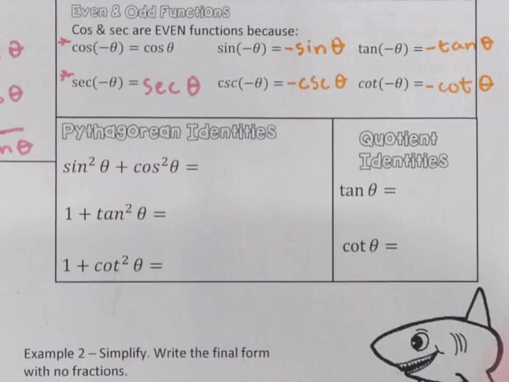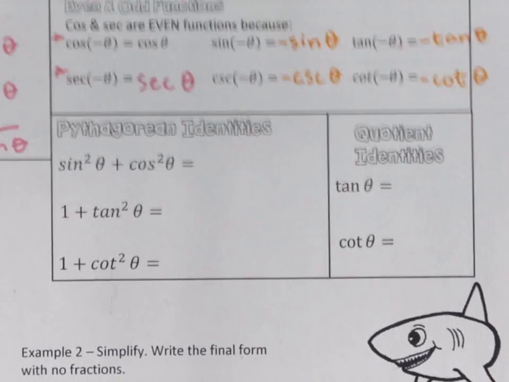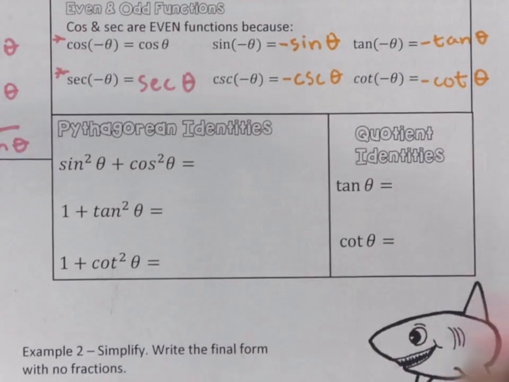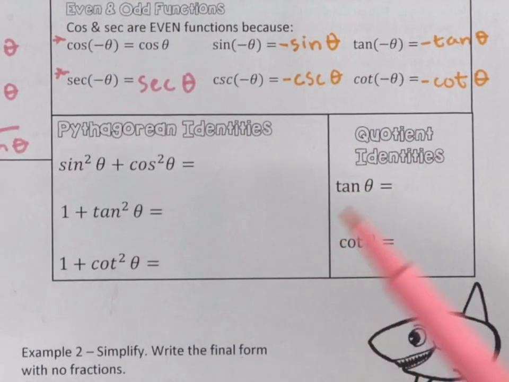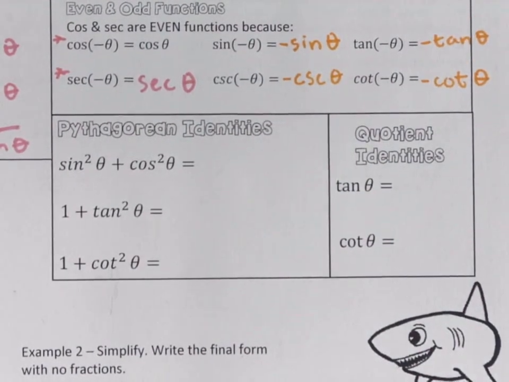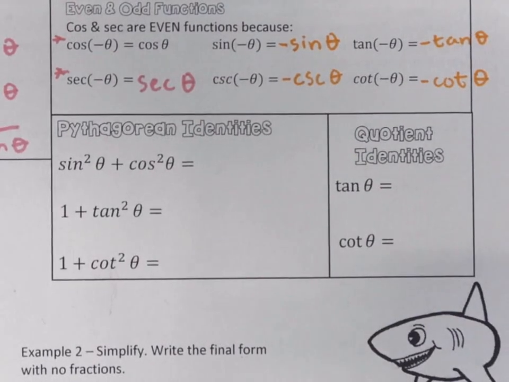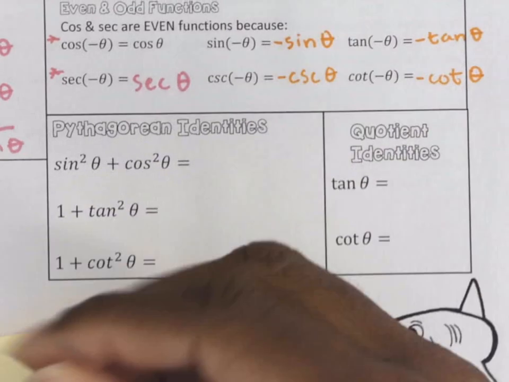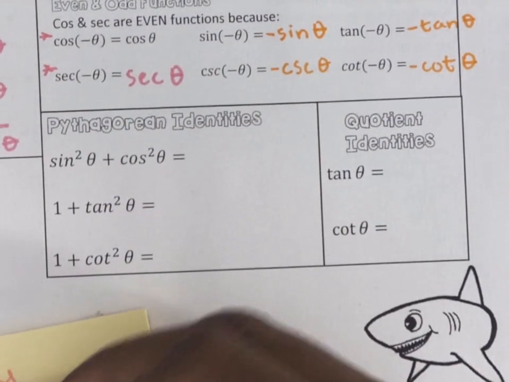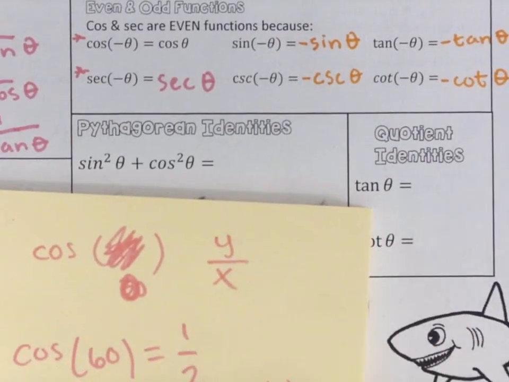Just a couple more. Let's do quotient identities. Quotient is like dividing two things. So tangent. Tell me what you know about tangent. What's the ratio for tangent? Y over x. I like that. So if we say tangent is y over x, which function is associated with y?